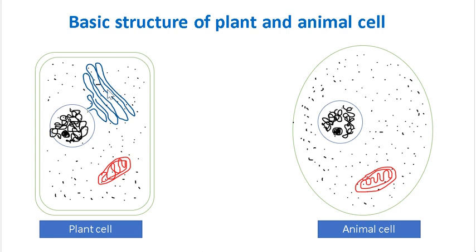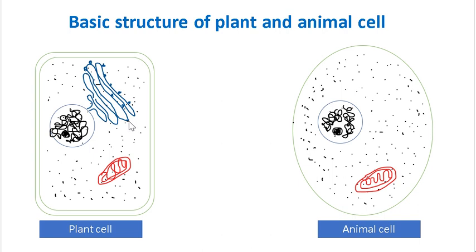The rough part has attachment sites where ribosomes are attached to the endoplasmic reticulum. We call that part the rough endoplasmic reticulum. Ribosomes are mainly attached there. So the portion of the endoplasmic reticulum where the ribosomes are not attached, we call smooth endoplasmic reticulum. So this endoplasmic reticulum, we call the cytoskeleton.